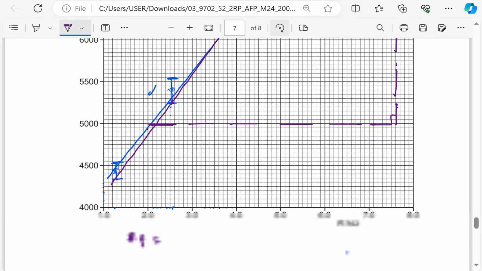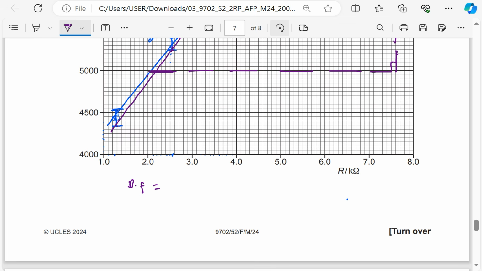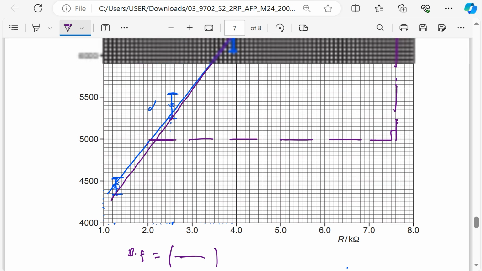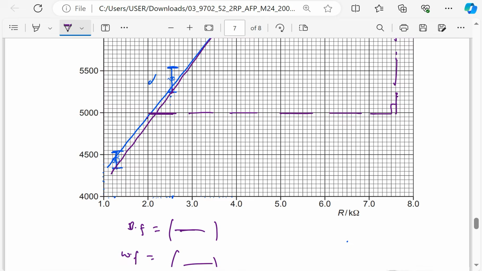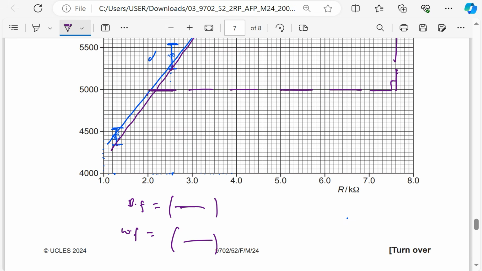So I have to take readings for the best fit. For the best fit, I will have the y values. Then for the worst fit, I'll also have the x and y values here. So let me just read them here. From here, for best fit, blue is best fit.